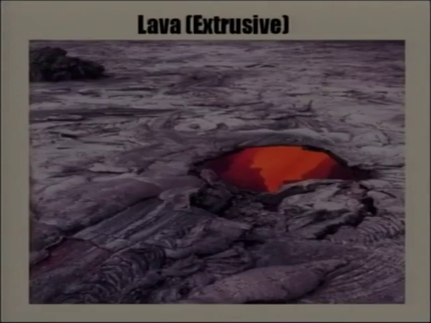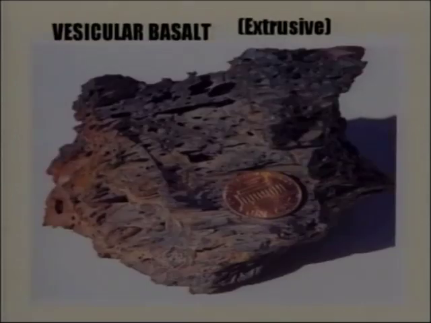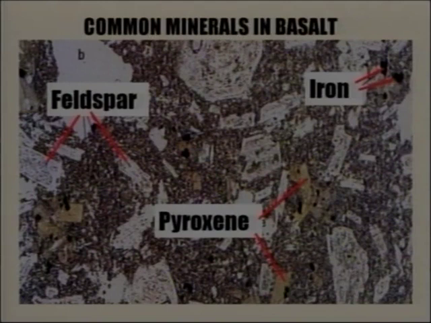Then we moved on to looking at some examples of extrusive volcanic igneous rocks. We started off with a diagram or picture of lava. We have basalt. We have already found out that it is an example of an extrusive rock. And from the rock of basalt, the common minerals would be feldspar, pyroxene, and iron. The red arrows will show us from the microscopic sample what those minerals would look like.